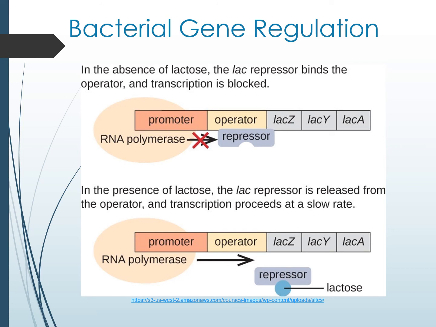Notice in the top diagram, when lactose is absent, the cell does not need to produce proteins that will break down the lactose sugars, and therefore transcription is blocked by a repressor. However, notice in the bottom diagram, if lactose is present, the lactose itself will bind to the repressor, which then releases it from the area, allowing transcription to occur.